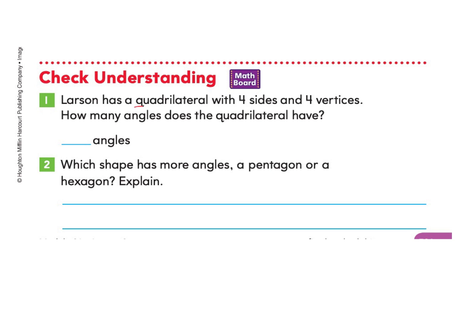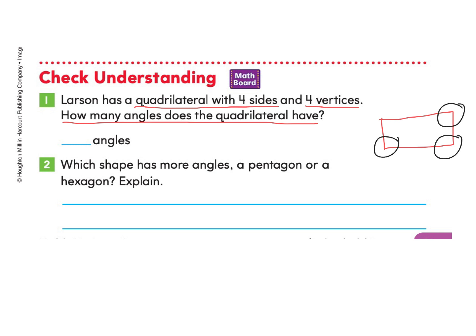Larson has a quadrilateral with 4 sides and 4 vertices. How many angles does the quadrilateral have? So we can draw a quadrilateral to help us if we like. If you want to pause and try this part on your own, you may do so or follow along with me. I show 1, 2, 3, 4. There are 4 angles for a quadrilateral with 4 sides and 4 vertices. So I will write that in, 4 angles.